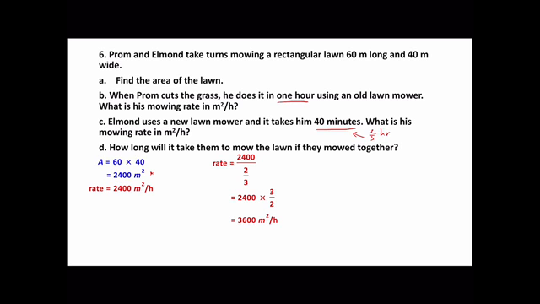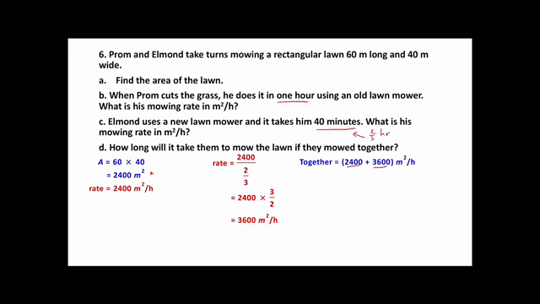Now part D, if they work together, how long will it take them? Okay, so this doesn't mean they mow half the lawn each. It just means they work together until it's all done. So to work this out, if they work together, we know Prom's going to work this much. We know that Elman will do this much. So together, they'll do 2,400 plus 3,600, 6,000 metres squared per hour.